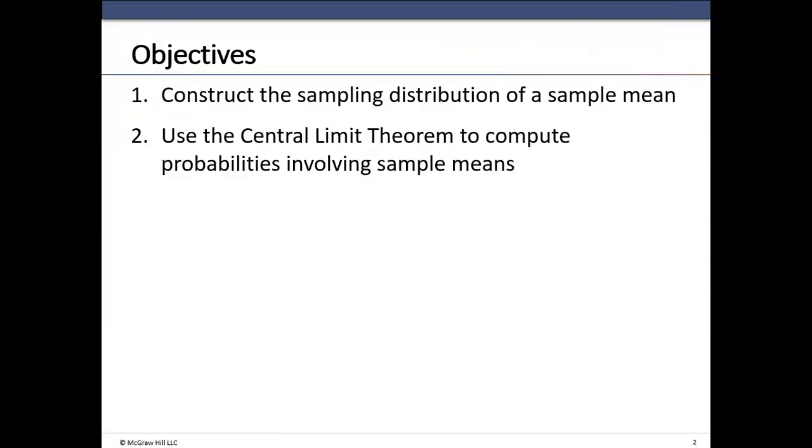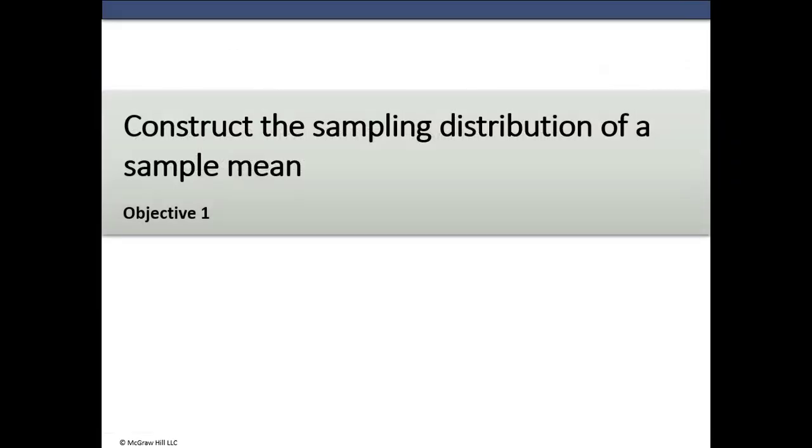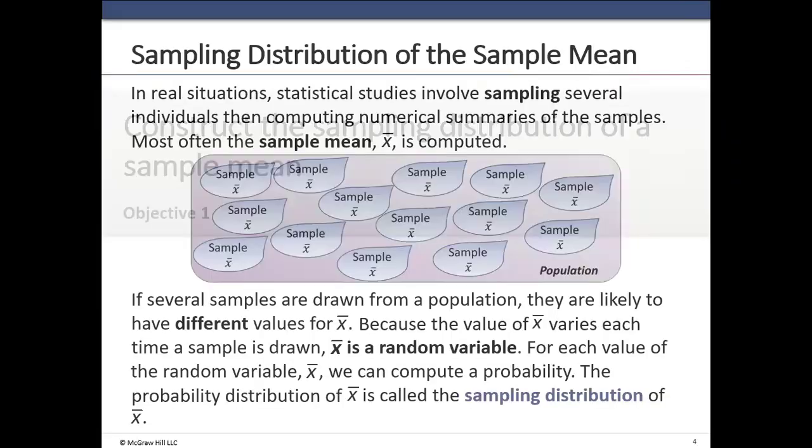So we will construct the sampling distribution of a sample mean. Sampling distribution means probability distribution of the sample mean. So you will have sample mean values on the horizontal axis. On the vertical axis, you will have relative frequency or probability values. So the probability density curve with the sample mean on the horizontal axis, which is also a bell-shaped curve, is called the sampling distribution. And then we will use the central limit theorem. Construct the sampling distribution of a sample mean.